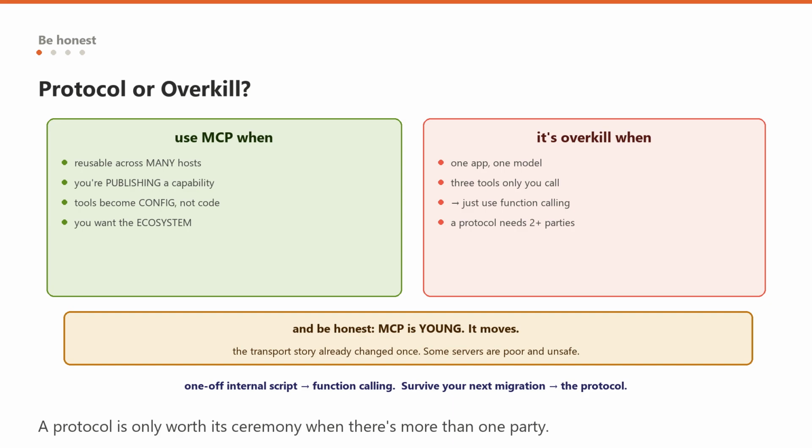And the earnest caveat about maturity: MCP is young. And mind you, the transport story has already changed once. The ecosystem is uneven, and some servers you will find are of poor quality and questionable security. That is not a reason to avoid it. It is a reason to read the server before you install it. So, for a one-off internal script, use function calling. For anything you want to survive your next framework migration, use the protocol. That, in the end, is what protocols are for.